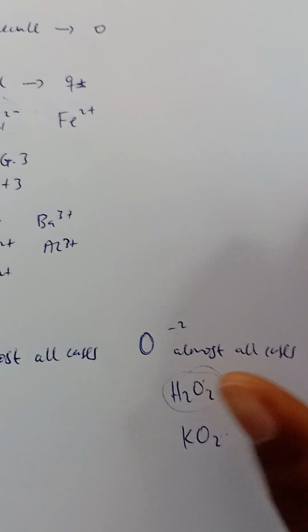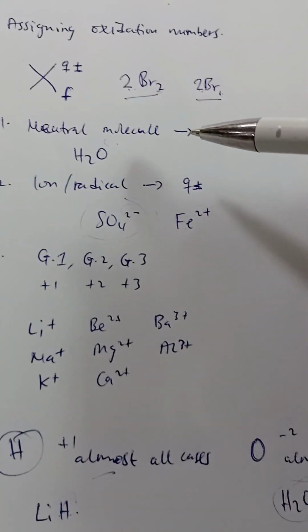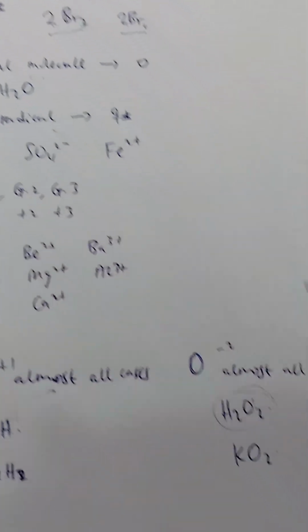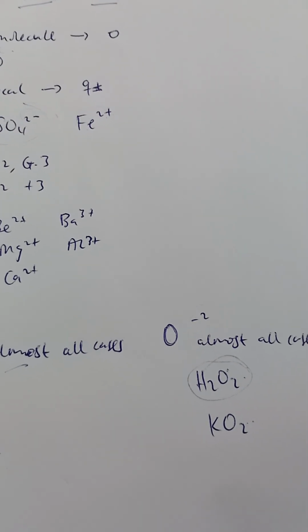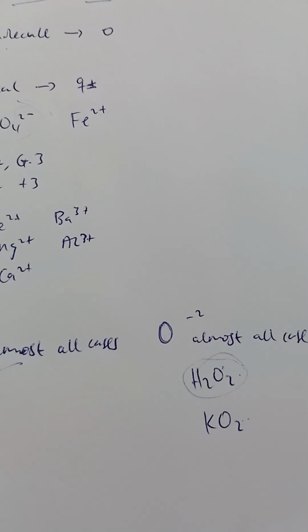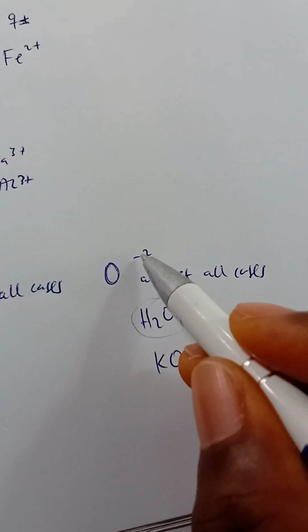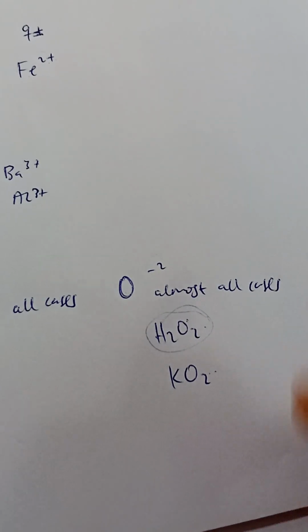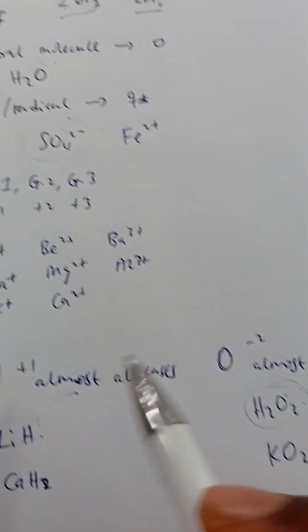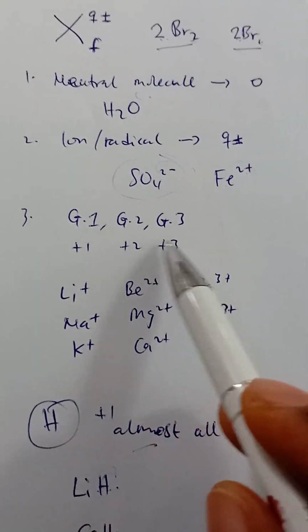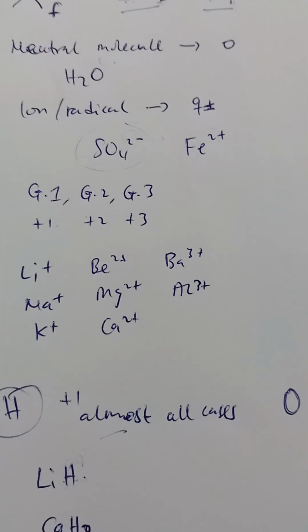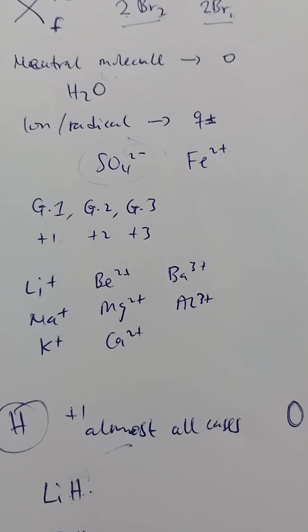So now let's fill up all the fixed rules so that anytime we are given a compound or a molecule, we can find the oxidation state of anything at all. So we know oxygen has an oxidation state of -2 in almost all cases. Hydrogen has +1 in almost all cases. For group 1, group 2, and group 3 elements or atoms, the oxidation states are also fixed.